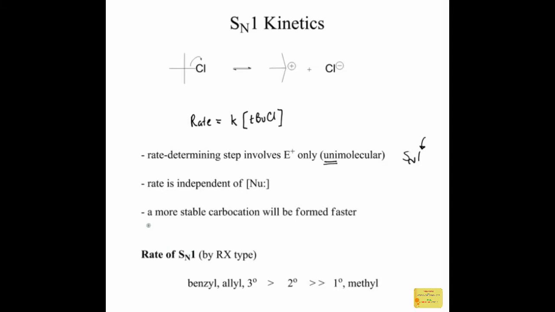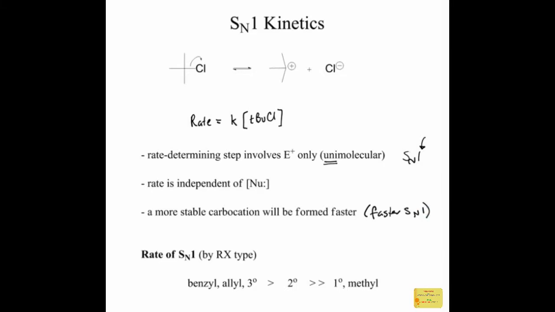What will really have a big impact on the rate, though, is that a more stable carbocation will be formed faster. So we're going to look for systems where we can get good carbocations being formed. And if the carbocation is formed faster, that was our rate determining step. So what does that tell us? We have a faster SN1 as a result.